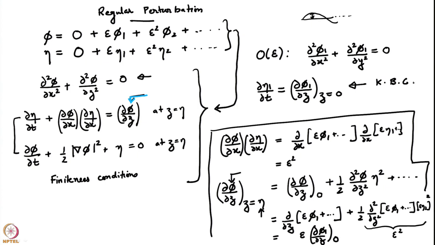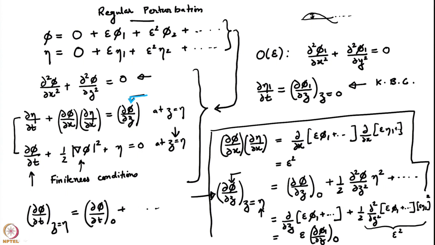You can do the same thing to the Bernoulli equation. In the Bernoulli equation, it is the same thing. Even without doing an expansion, you can see that the middle term, half grad phi square, is not going to contribute at order epsilon. What about del phi by del t? Del phi by del t once again gets applied at z is equal to eta. You can apply the same logic that I have pointed out here. You can do an expansion of del phi by del t at z is equal to eta about del phi by del t at z is equal to 0. And then you will find that the next higher order terms only contribute at order epsilon, and this essentially becomes epsilon times del phi 1 by del t evaluated at 0.